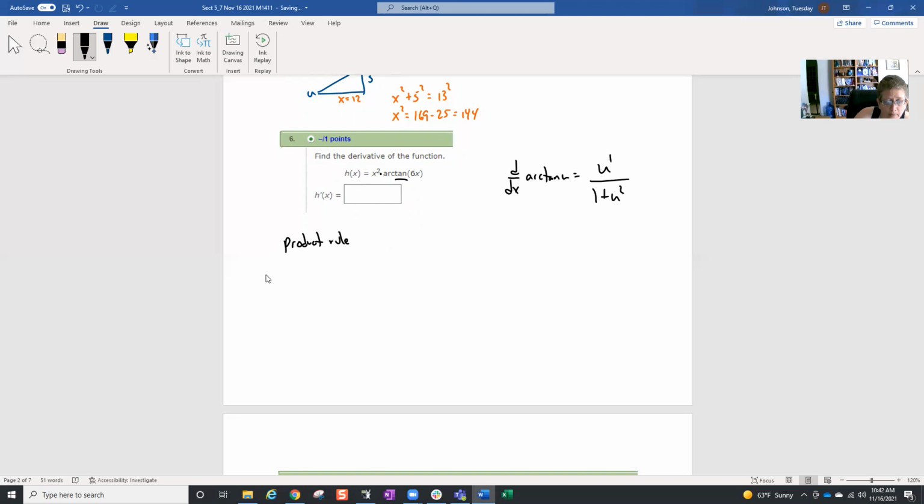And we could go old school. I want to use u. I'm not going to go old school. I'm just going to write it out. So we have first times the derivative of the second. In this case, my u is 6x. So the derivative of the arctangent of 6x will be the derivative of 6x divided by 1 plus 6x all squared, right? Just wherever the u was, that's 6x. Derivative of u, derivative of 6x. 1 plus u squared, 1 plus 6x squared.